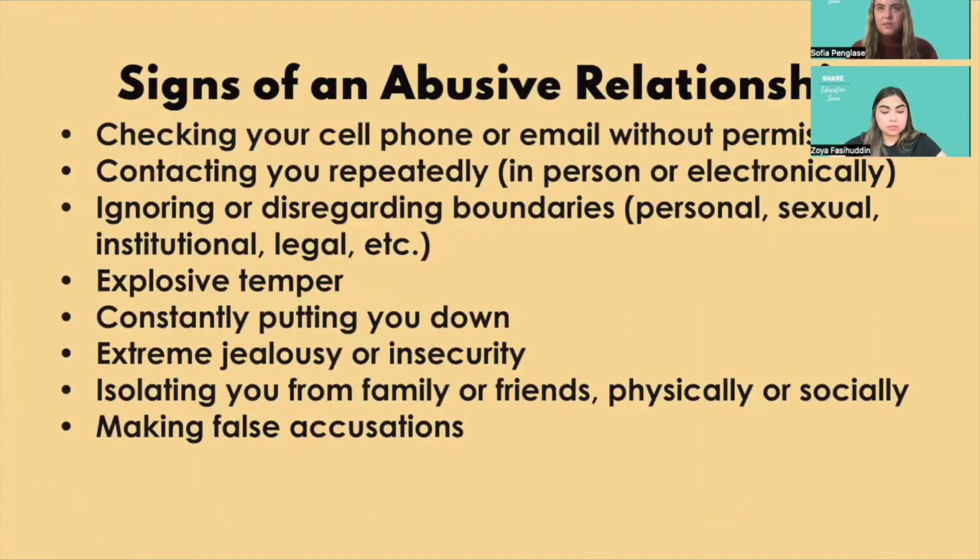Now that we've identified some signs of unhealthy relationships, we're going to move into signs of abusive relationships. Remember that a relationship may not fit neatly into any of these categories and may include some behaviors of both. Some common signs of an abusive relationship include checking a partner's phone without permission, repeated and/or excessive contacting, disregarding boundaries, explosive temper, extreme jealousy, isolating a partner from friends and family, gaslighting, mood swings, and signs or threats of physical or sexual violence.